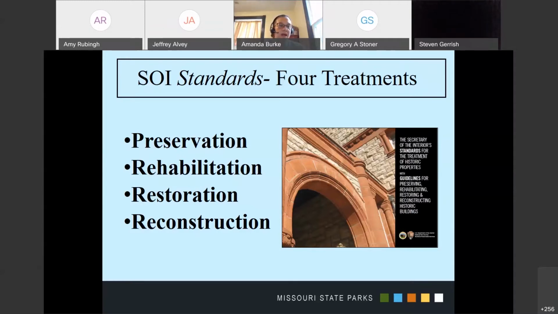But before we do that, I wanted to point out that generally it's a good idea to identify which standard you're planning for your project to be in so that I know which one to evaluate, which standard to apply to your project. So most of our projects are under rehabilitation, but that is not always the case. So especially if you're not under rehabilitation, let me know and we will evaluate them differently.